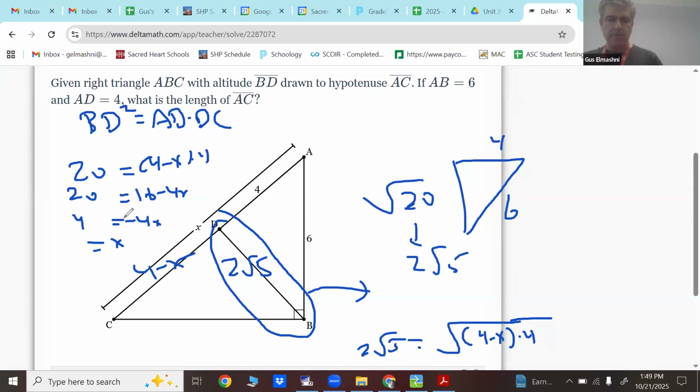2 root 5, that's correct. 16 plus 36, so that's 20 equals 4. Oh, okay, I'm going too fast. I should have x minus 4, guys. Why is it x minus 4, not 4 minus x? What's bigger, x or 4?